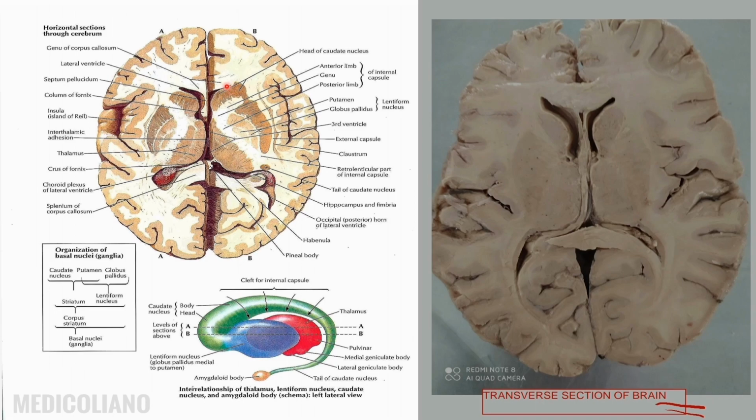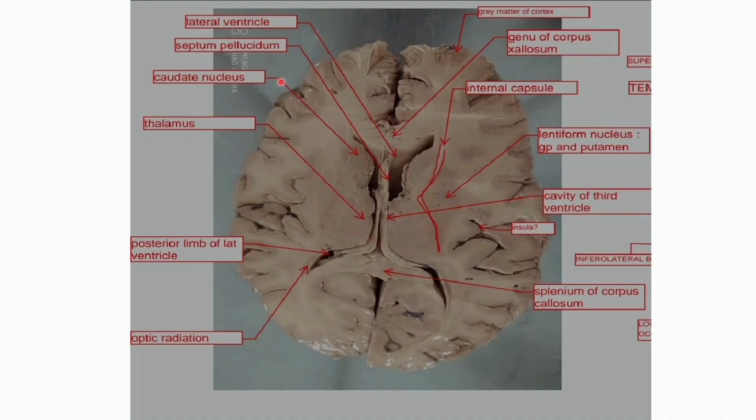Elements of corpus callosum. Genu of corpus callosum. This is white matter structure. Splenium of corpus callosum. This is white matter structure. Other structures which are seen in transverse section are anterior limb of third ventricle, posterior limb of third ventricle. So this is the specimen of transverse section of brain.